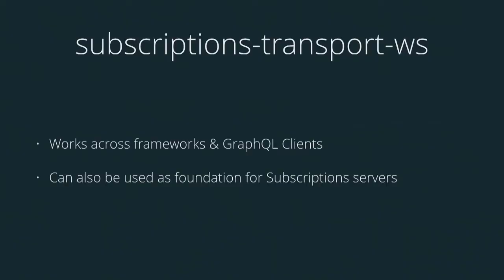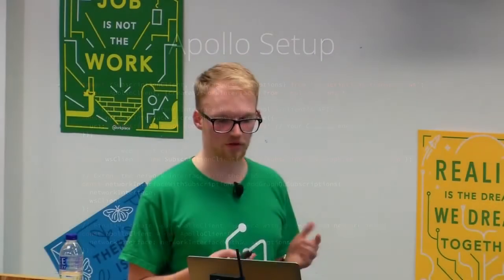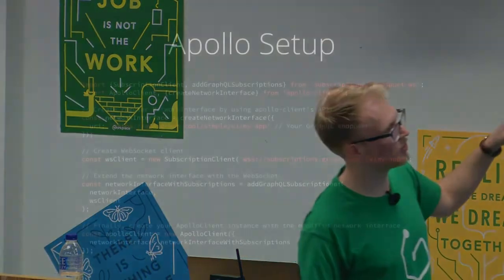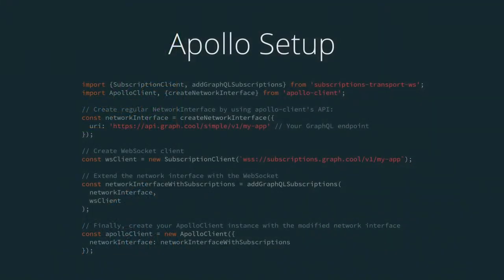So this tool works across all frameworks and GraphQL clients. It's fairly lightweight and cares about establishing the WebSocket connection. It can be used both client-side and server-side. For example, with the Apollo client, it can be used roughly like this. Here we are importing the subscriptions client and a helper method. Here we're importing the normal Apollo client. Here we're creating the network interface for the Apollo client with the normal HTTP GraphQL endpoint.